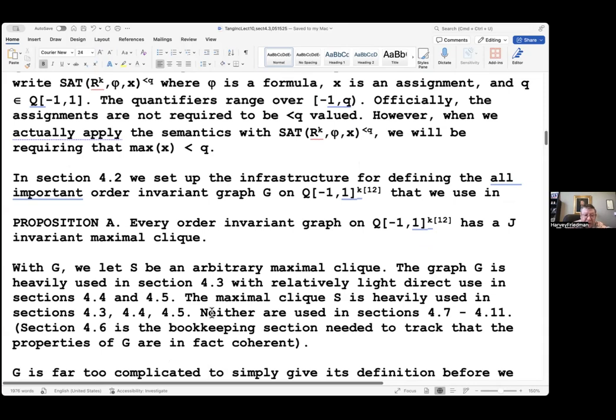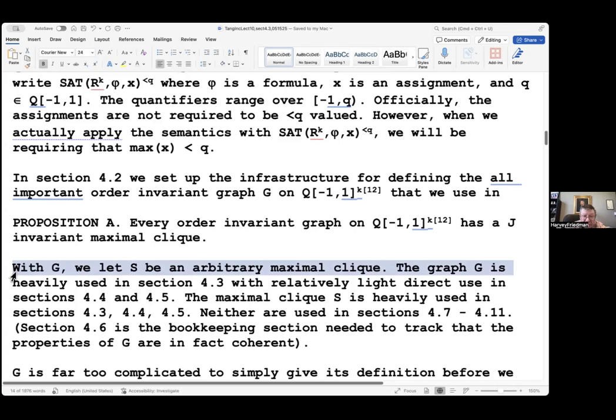So this graph is complicated, and we have to be careful that we don't have the reader be abused by defining the graph in front of it before we use it. I mean, it would just be pages and pages of totally non-motivated clauses. So we need an infrastructure to talk about what's going on. And I'll say more about this in a second here.